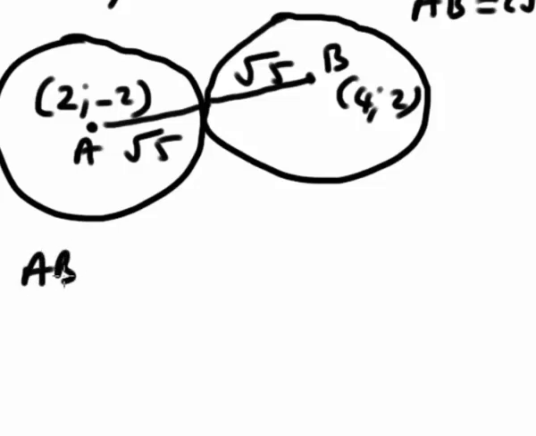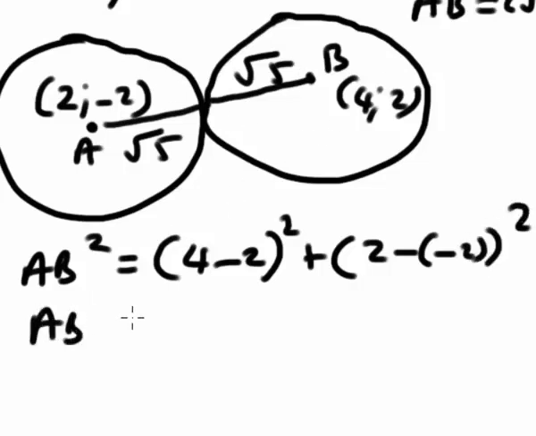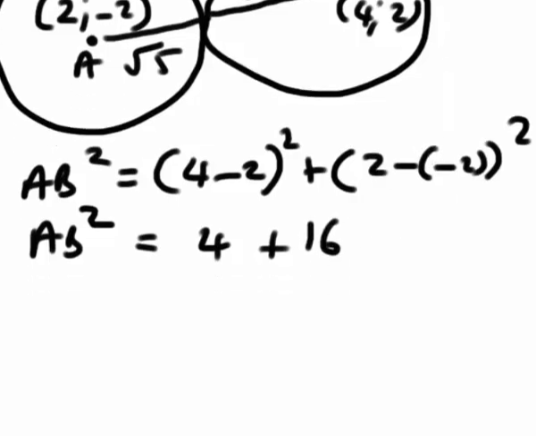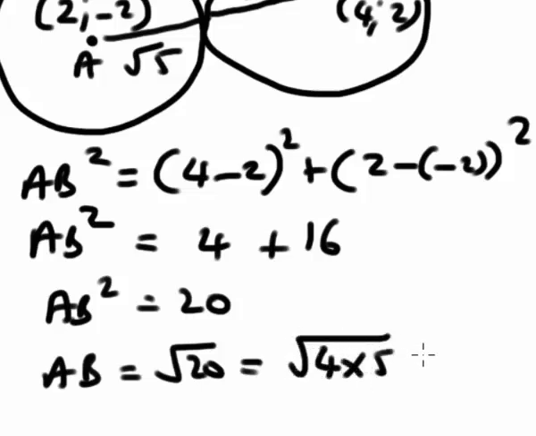Now let's confirm it using the distance formula. If we go AB squared, that gives you 4 minus 2 all squared plus 2 minus negative 2 all squared there. So AB squared gives you what? That's 2 squared is 4, plus 4 squared is 16. So what is that going to give us? AB squared is equal to 20. So AB is the square root of 20. Your calculator would do this for you, which is 2 root 5. And look at it, it's exactly so.